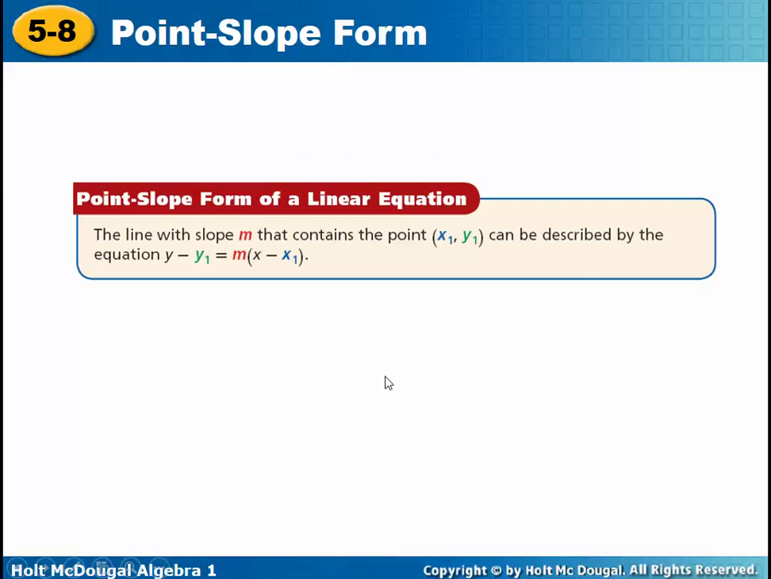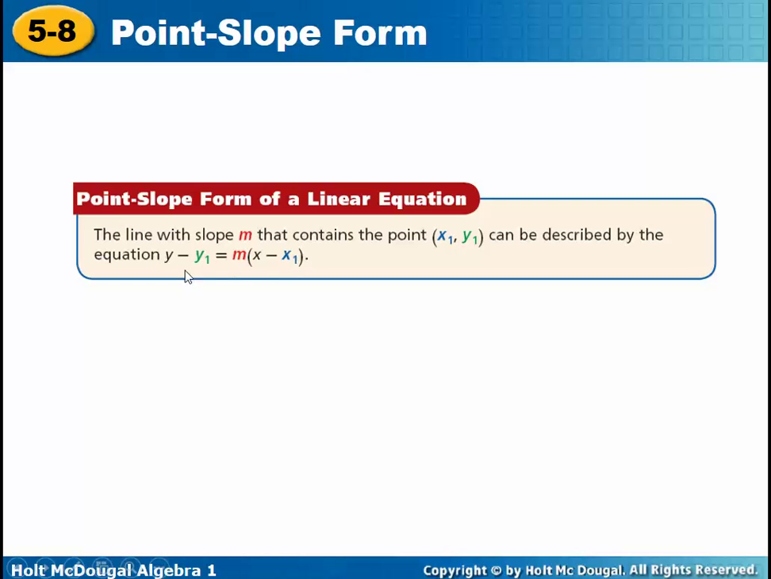Here is the point-slope form. You have to know the slope m, and you have to have at least 1 point on the line, and we'll call that x sub 1, y sub 1. If you have that, then you can write the equation y minus y sub 1 equals m times x minus x sub 1. When we write our equation in point-slope form, we replace these colored letters, not the black ones. So it'll be something like y minus 3 equals 1/3 times x minus 2.